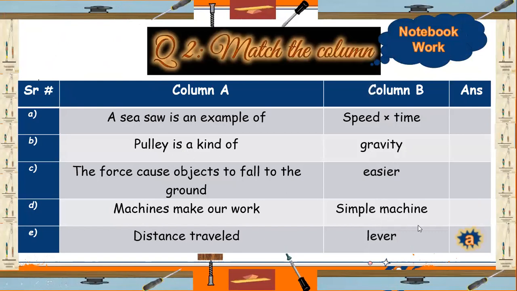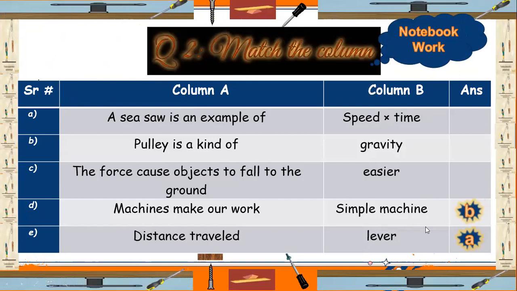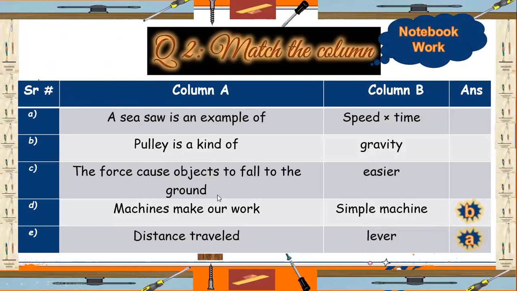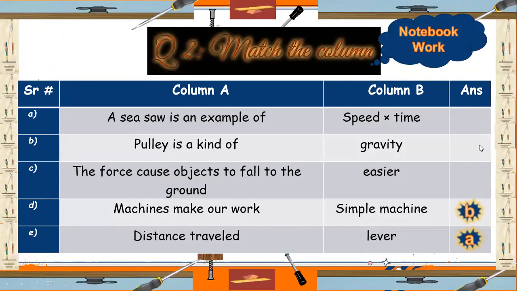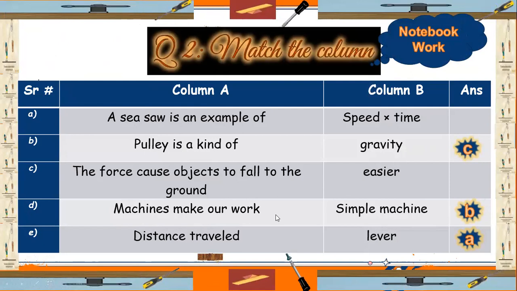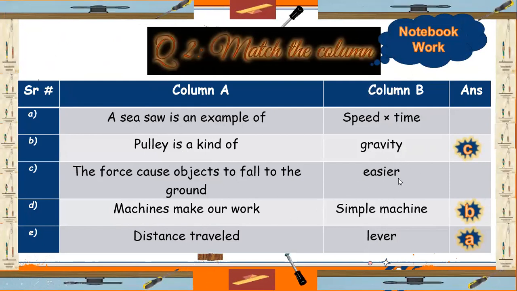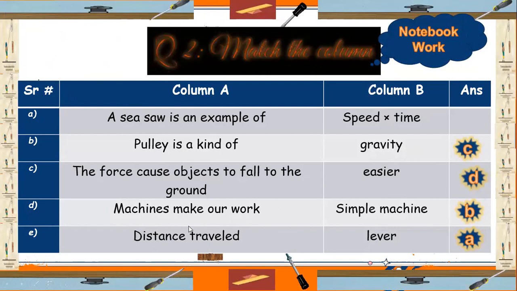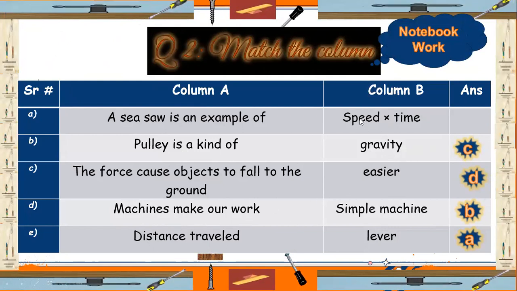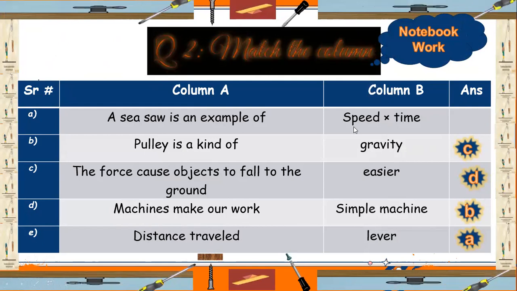A pulley is a kind of simple machine. The force that causes objects to fall to the ground, yes, it's gravity. Machines make our work easier. Distance traveled is equal to speed multiplied by time.